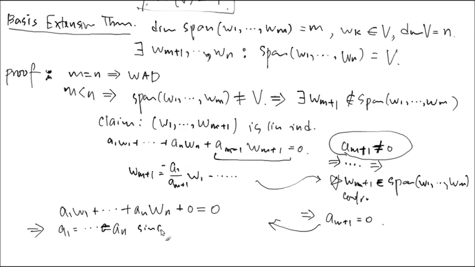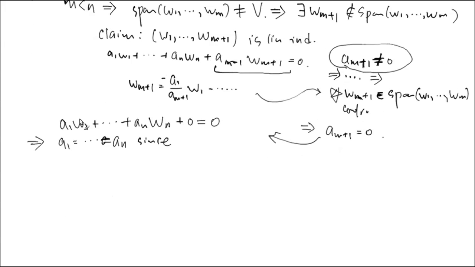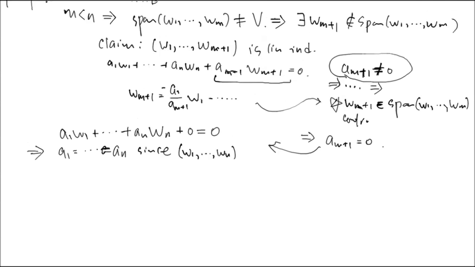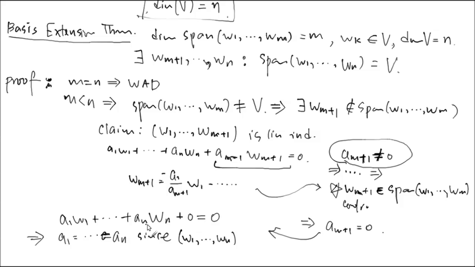Why are a1 through am all 0? Since W1 through Wm is linearly independent, right? That's how we started. Remember that it's not n. Sorry about that. It's m. Maybe that's the confusion. We started with m linearly independent vectors. So if you're looking at that equation, everything has to be 0. Good? Therefore, even all the way up to am plus 1 is 0.